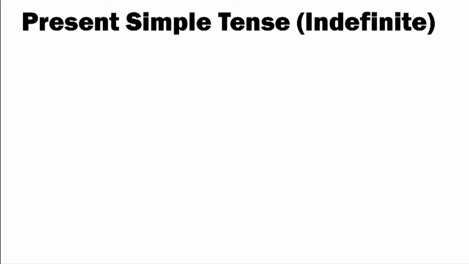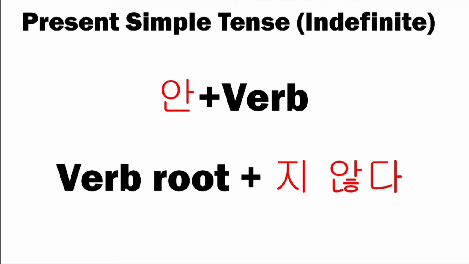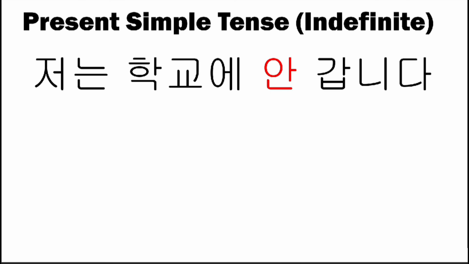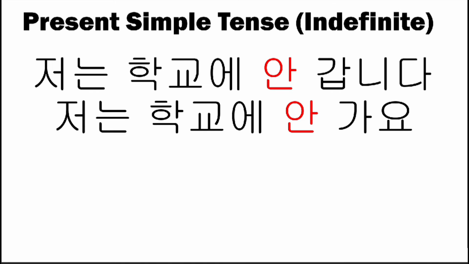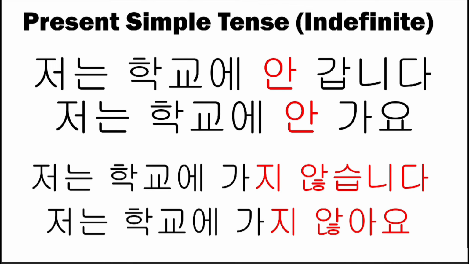There are two ways of making negative sentences. Put the negative marker 안 before the verb, or attach the negation 지 않습니다 or 지 않아요 with the verb root. For example, 저는 학교에 안 갑니다. 저는 학교에 안 가요. 저는 학교에 가지 않습니다. 저는 학교에 가지 않아요. I do not go to school or I am not going to school.